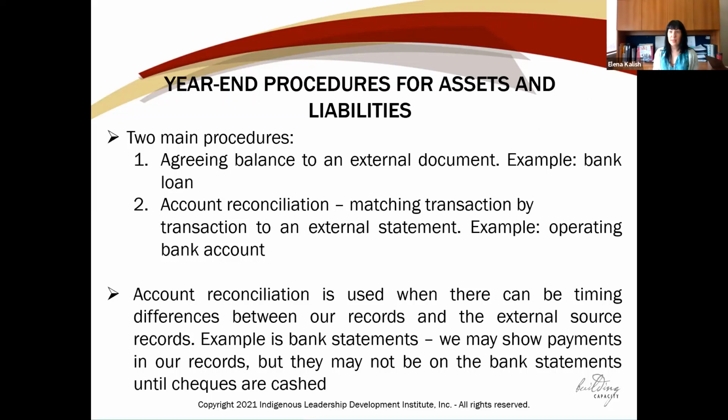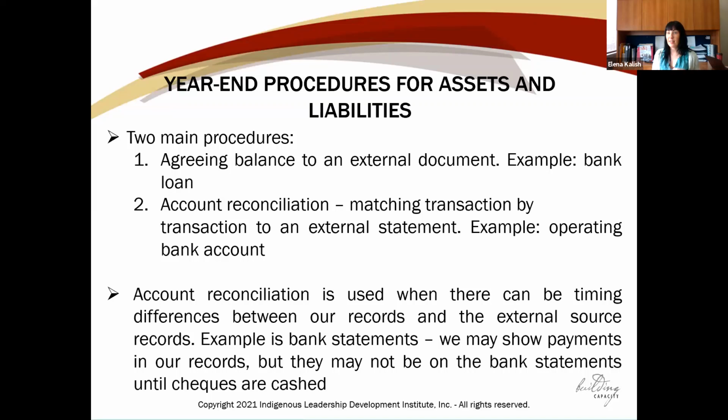So what's the difference between just agreeing a balance like we did for a bank loan and an account reconciliation? Well, when we agree the balance, we just look at what the ending balance is at year end, and then we agree that. When we do an account reconciliation, we actually go through every transaction in that account and we match it to a statement we receive from an external source. So for instance, in a bank reconciliation, we're going to look through what's called our general ledger, which is a list of all our transactions in the bank account, and we're going to match every transaction to the bank statement.